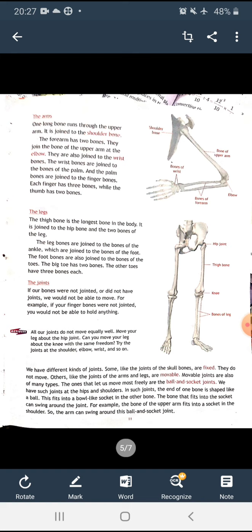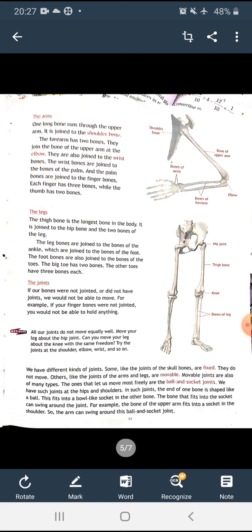How? The ones that let us move most freely are called ball and socket joints. They can move in all directions. We have such joints at the hips and the shoulders. In a ball and socket joint, the end of one bone is shaped like a ball, and this fits into a ball-like socket in the other bone. So that's why these are called ball and socket joints.